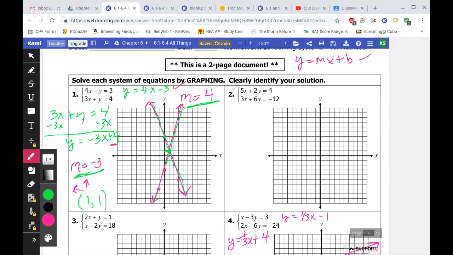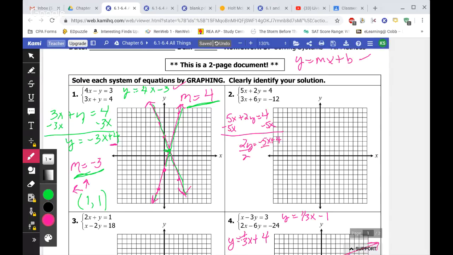So the first thing you want to do is identify: is the equation in that format? And if it's not, the first thing you need to do is get it in that format. Now we have 5x plus 2y equals 4, and it's definitely not in that format. So I need to subtract 5x from both sides, because you can't just bring it over. You have to use inverse operations to do that. So now I have 2y equals negative 5x plus 4.